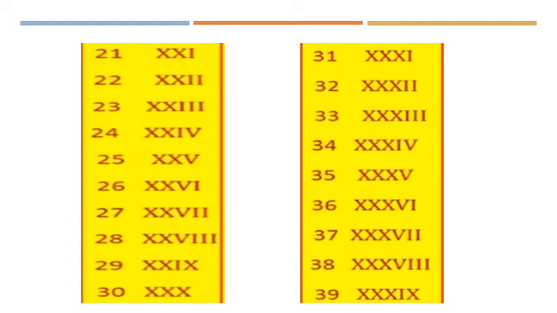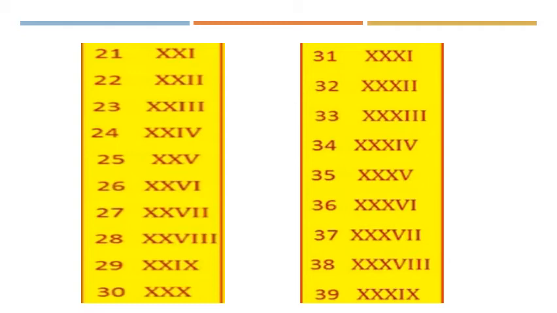For 32, first we will write 30. X, X, X. And then 2, II. Next is 33. Repeat X 3 times to get 30, and repeat I 3 times to get 3. 34. My dear children, you know how to write 4? Yes, you know it. IV. So 30 plus 4 gives us 34.